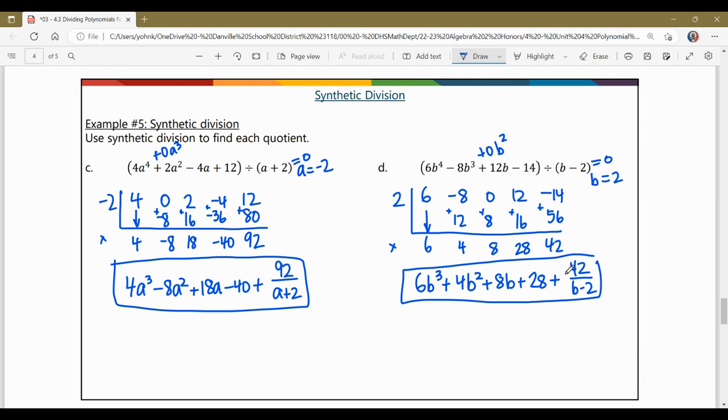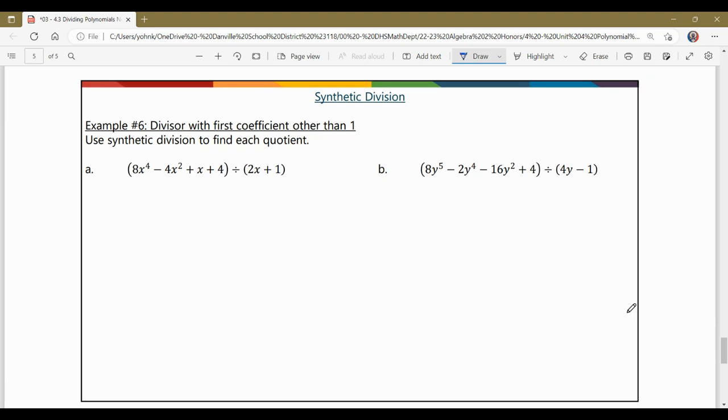Okay, well, what happens when the leading coefficient is not a 1? Well, before I can do anything, I need to make it a 1. So here, if I want to get rid of the 2, I can divide everything by 2. And if I divide one thing by 2, I need to divide everything by 2. So this means I get 4x to the fourth minus 2x squared plus 1/2 x plus 2 divided by x plus 1/2.